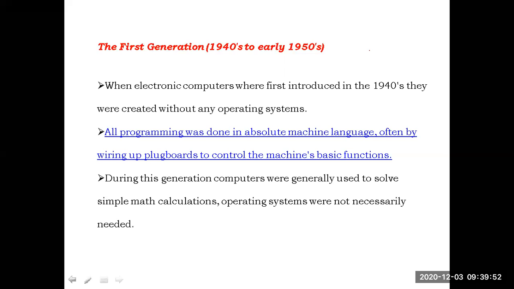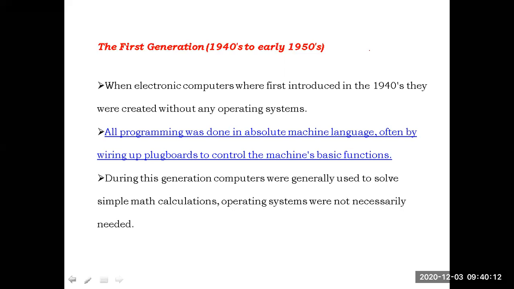The purpose of first generation computers is mainly to do simple mathematical calculations. Arithmetic operations. First generation computers were developed to do simple mathematical operations. They were used for only one kind of work, simple mathematical calculations.